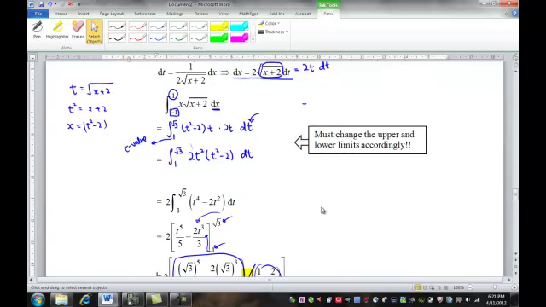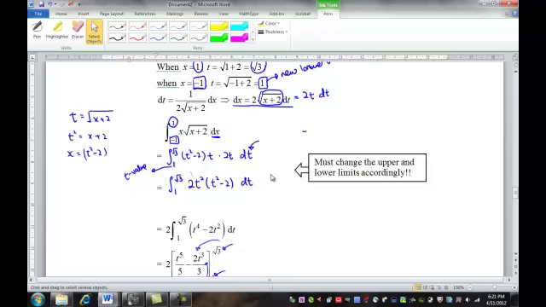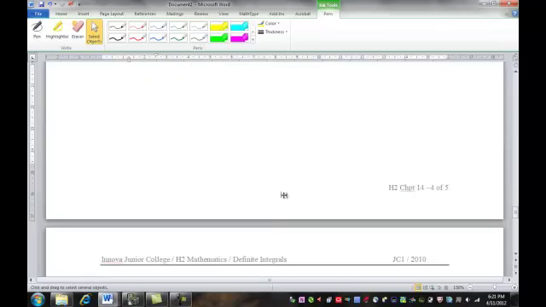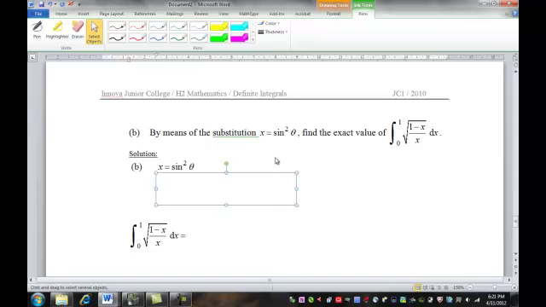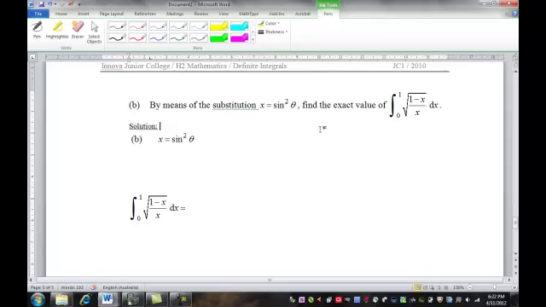One key point to take note is that you need to change the limits. Okay? So let me illustrate one more example. Example 2b. This is a question that involves trigo now. Same thing. We're given a substitution, x equals sine square theta. We're supposed to find the exact value of this definite integral. Take note, exact value.